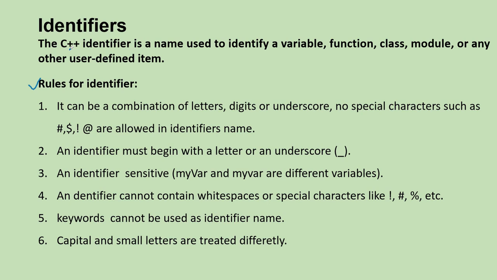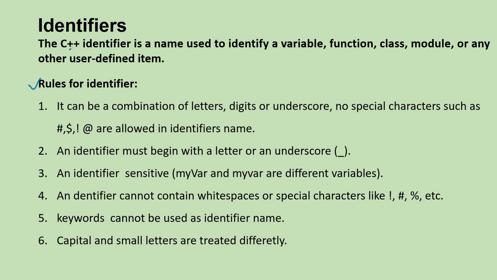That's why an identifier is always unique. An identifier is nothing but a name given to a variable, function, class, or module. Like in a class, there are many students, but each student has their own ID number, or we can say roll number. The roll number can be used to identify that particular student. So the roll number will be treated as an identifier.